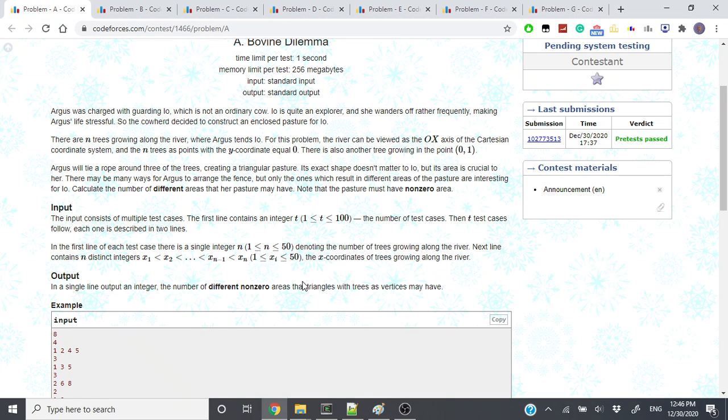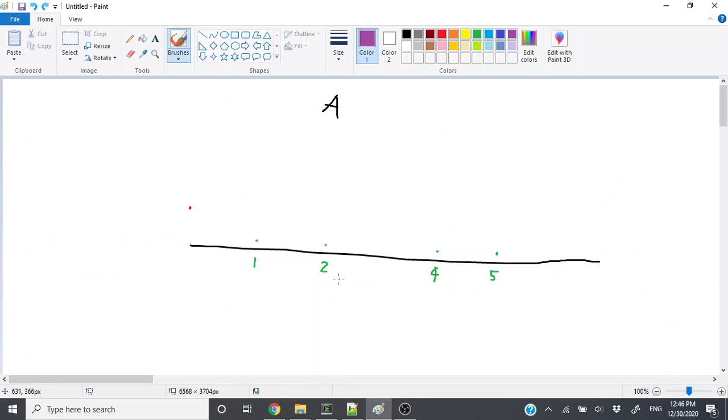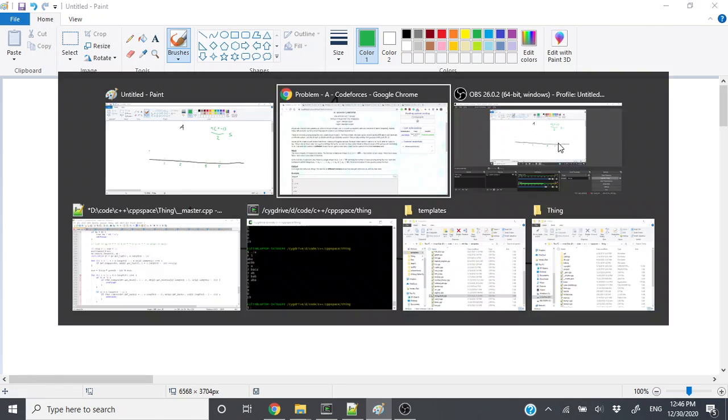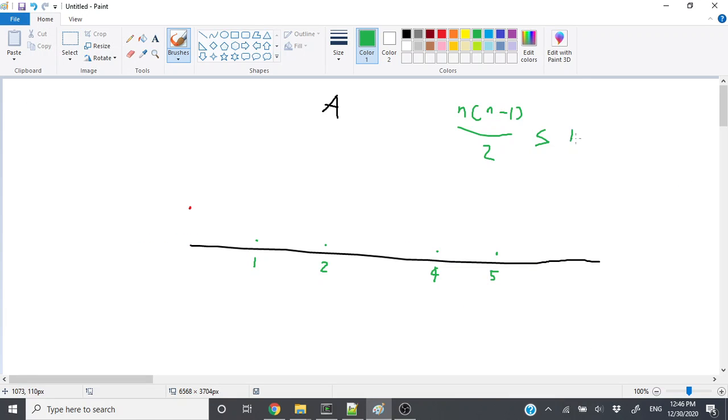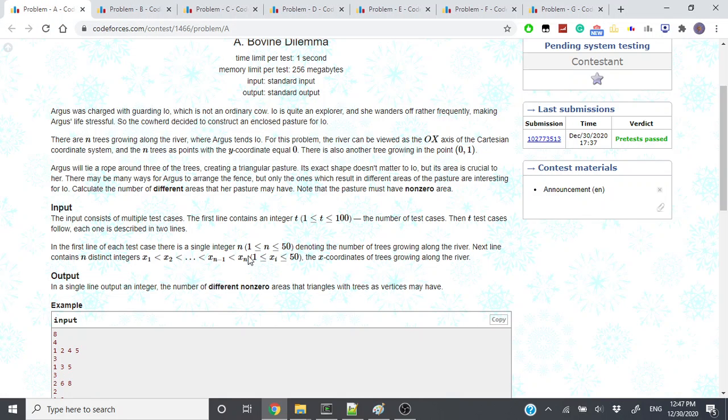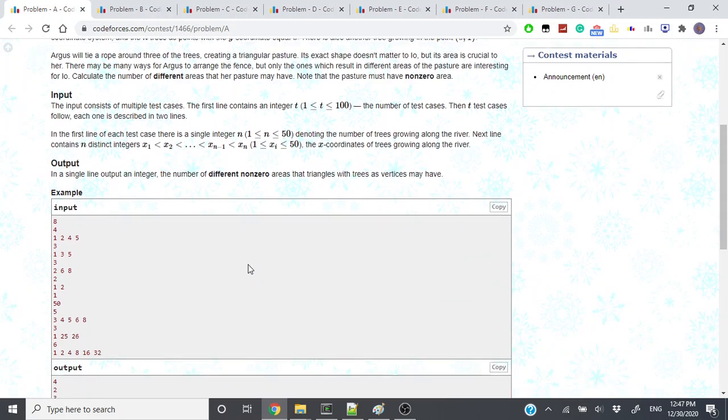So n is 50, the coordinates are at most 50, there are at most 100 test cases, so all the constraints are small. In fact, there are only at most n choose 2 triangles, since you can pick any 2 points, which is n times n minus 1 over 2, which is at most 50 times 49 over 2, 1225. So there aren't that many triangles, which means that you can straight up create these triangles and find their area and just check all of them. And then you put them in a big list and then just count the number of unique ones.